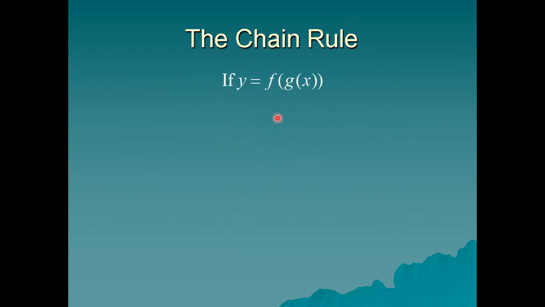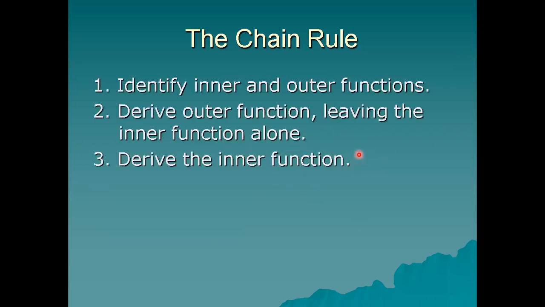So if y is equal to f of g of x, then dy over dx is equal to f prime of g of x times g prime of x. Take note, f prime of g of x times g prime of x. This is the derivative of the outside, and then copy the g of x, multiplied by the derivative of g of x.